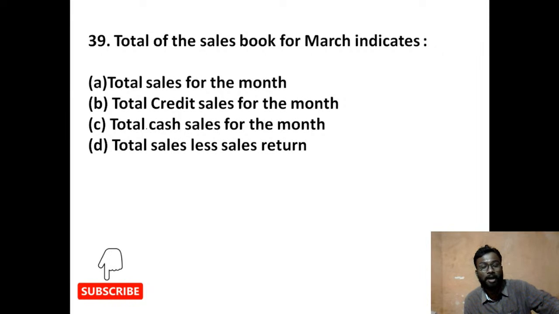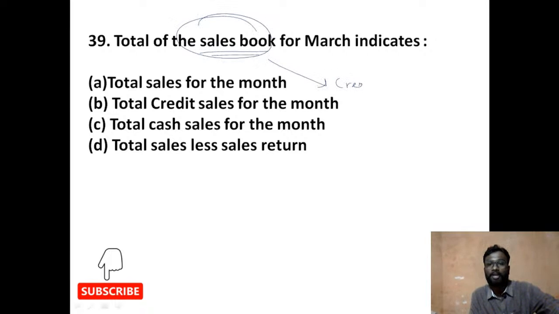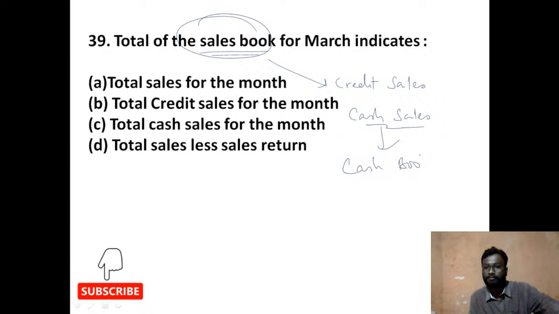So Tirupati, you have to answer this question. We have already discussed in the class many times, Tirupati. So the total of the sales book. Try to understand, guys. In the sales book or in any subsidiary books, generally the credit items will be recorded. In the sales book, only the credit sales will be recorded, whereas cash sales, if given in the question, will be recorded in the cash book. Only the credit sales will be recorded in the sales book.